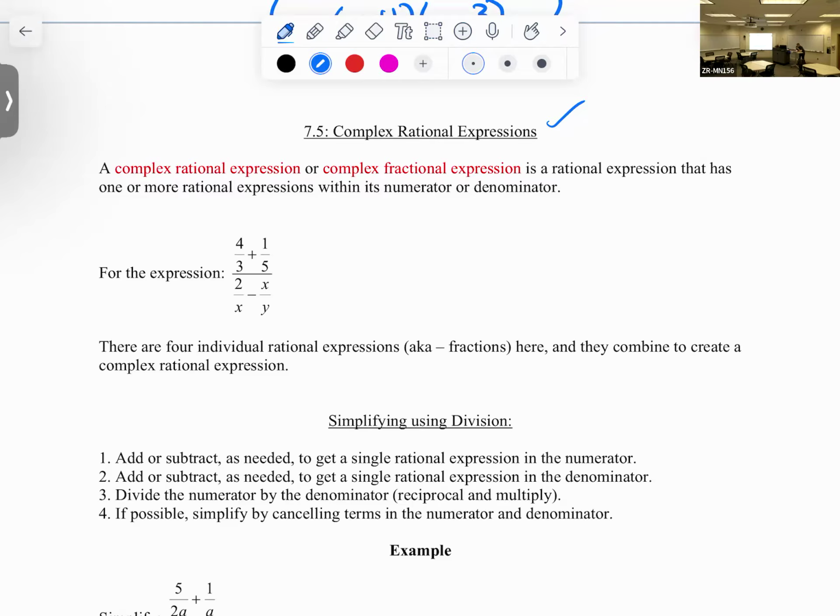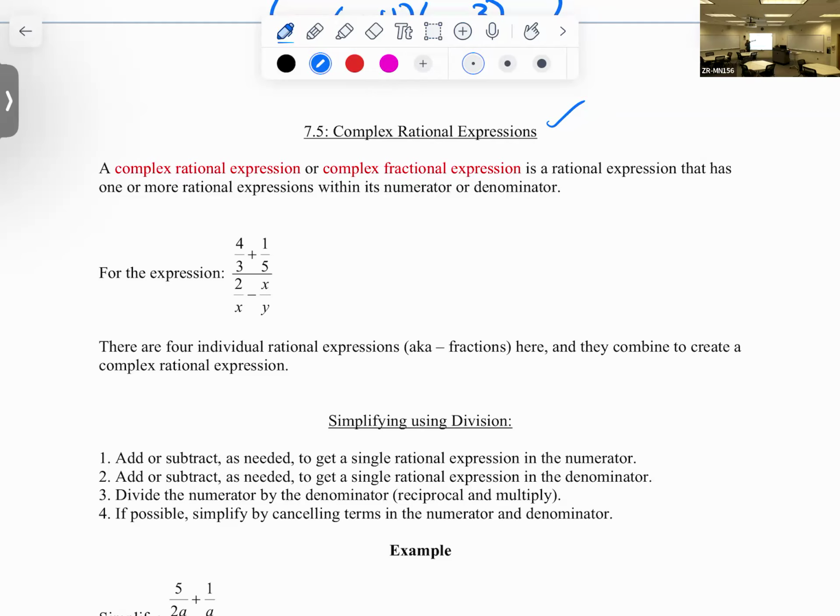All right, so as for today, we are going to hopefully finish up chapter 7 here. These last two sections are the most complicated, but also the most widely used, and definitely in Math 1400 college algebra. First we're talking about complex rational expressions. Complex rational expressions is when you basically have fractions within fractions.